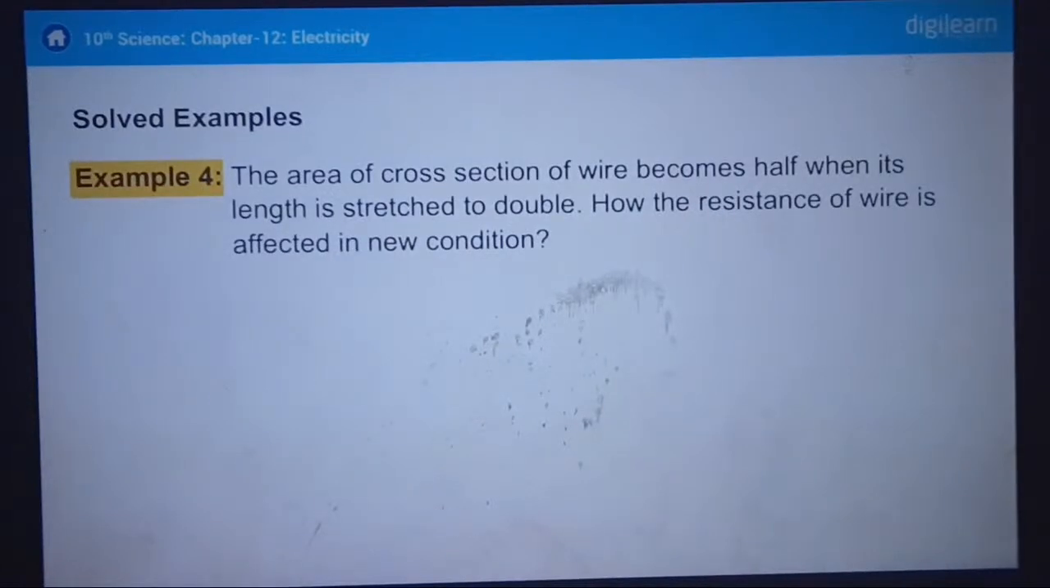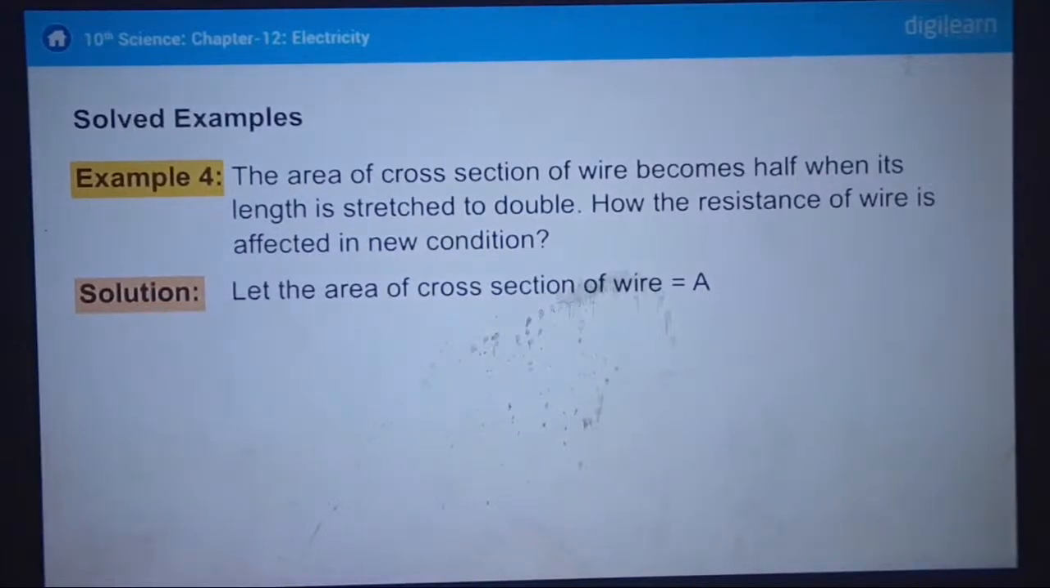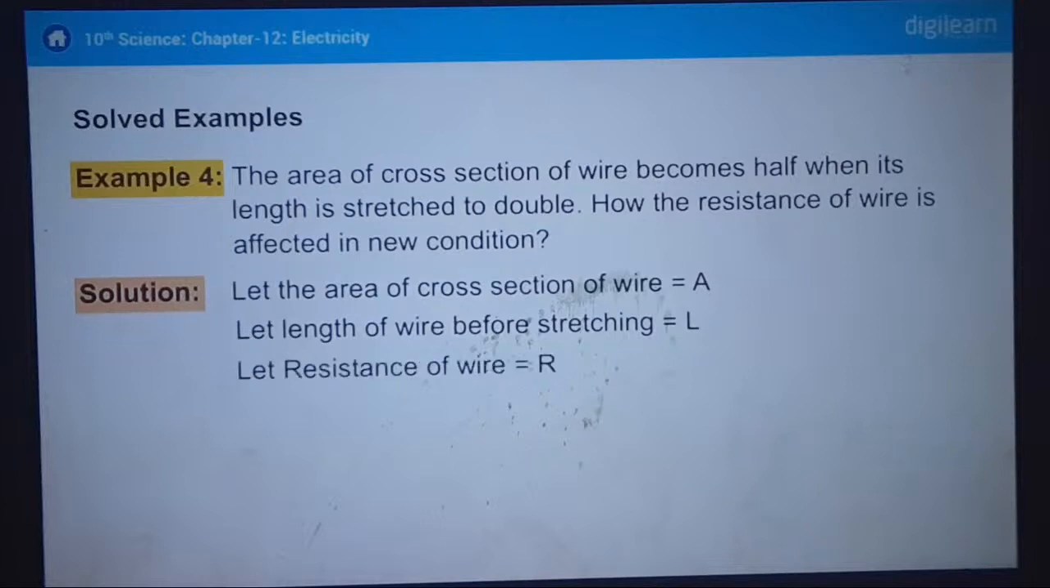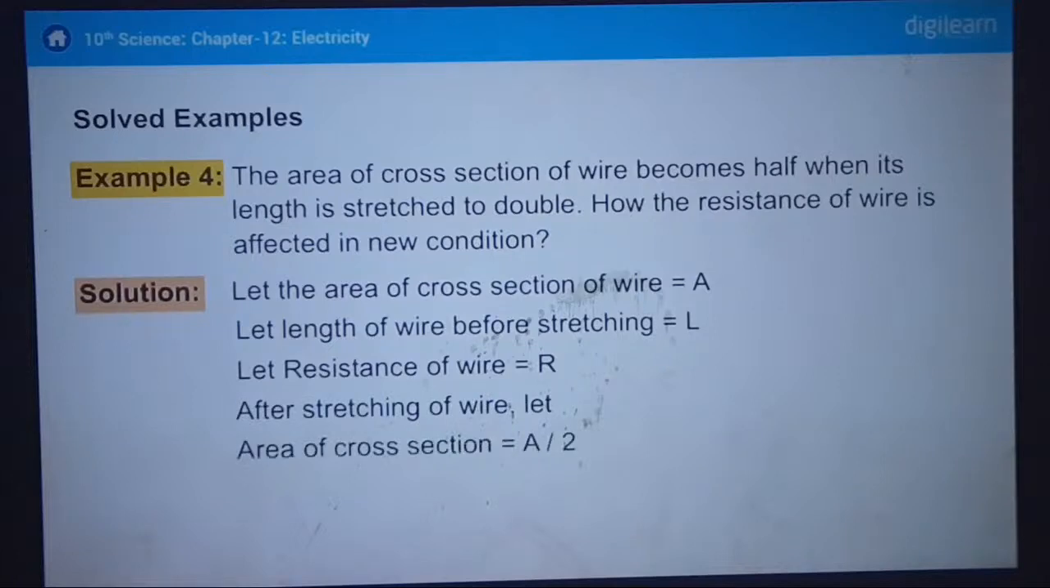Example 4. The area of cross section of wire becomes half when its length is stretched to double. How resistance of wire is affected in this new condition? Solution: let the area of cross section of wire be A. Let length of wire before stretching be L. Let resistance of wire be R. After stretching of wire, let area of cross section be A by 2. Length equal to 2L, resistance equal to R1.